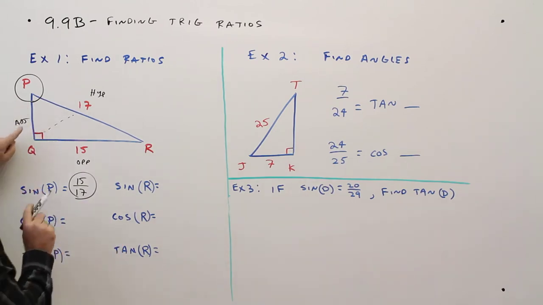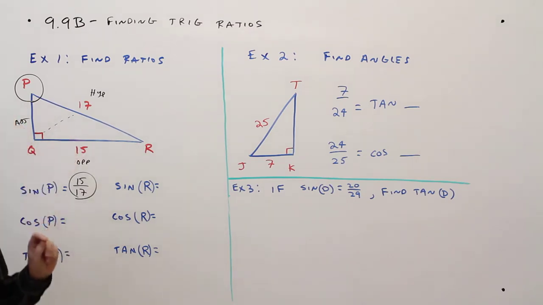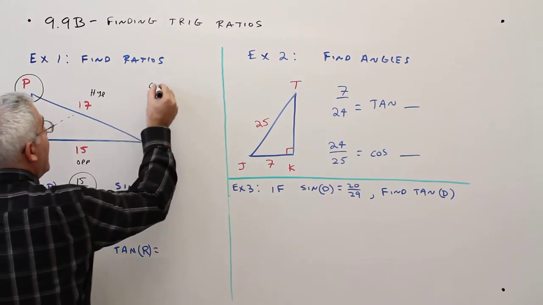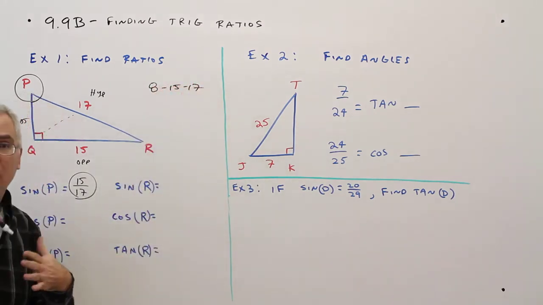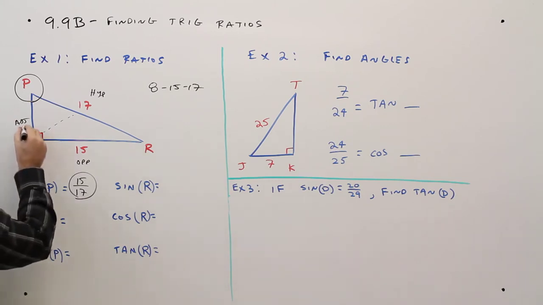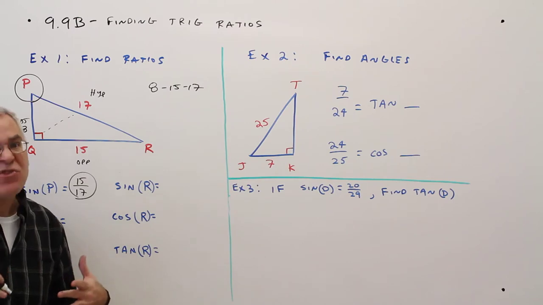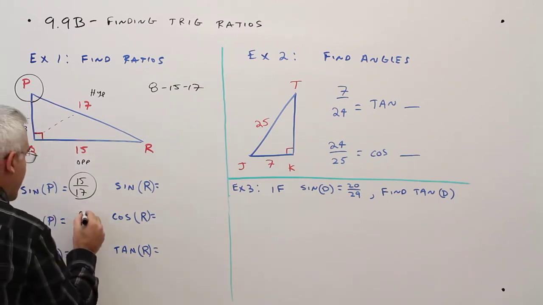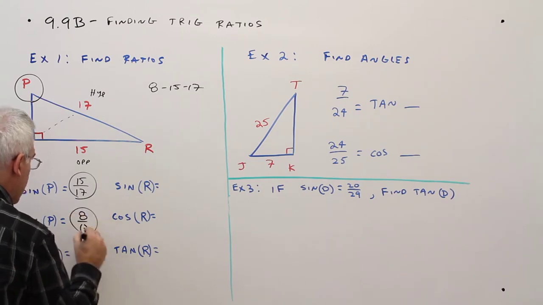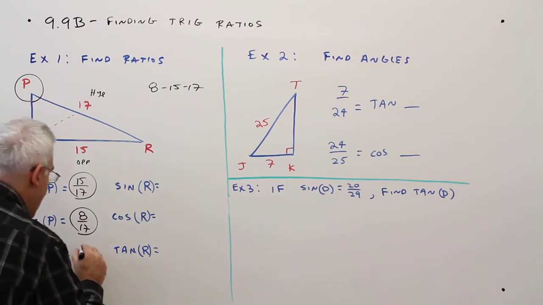Cosine of angle P, I don't have the adjacent, but I happen to know the 8, 15, 17 Pythagorean triple, so this has a side length of 8. If you forgot that, you could have used the Pythagorean theorem, just takes a little bit longer. So adjacent over hypotenuse, 8 over 17. Tangent of P, opposite over adjacent, 15 over 8.